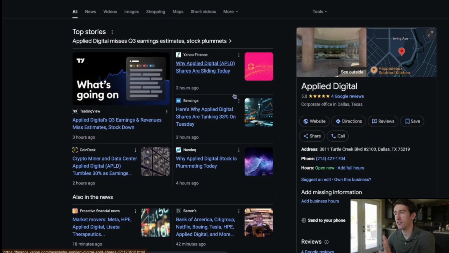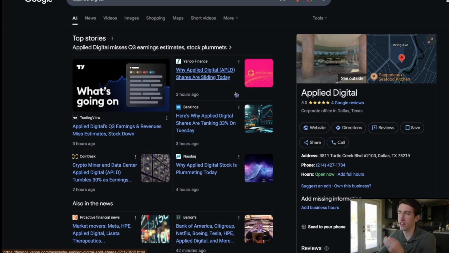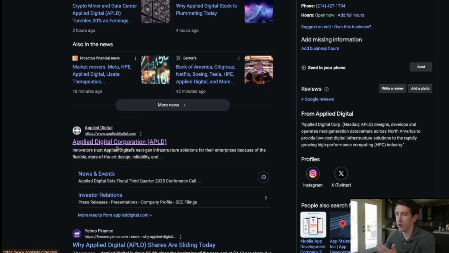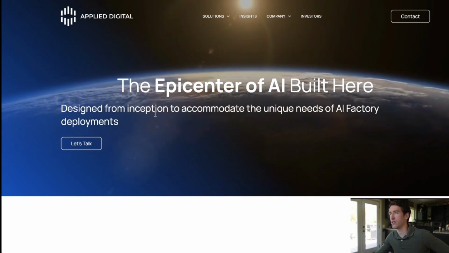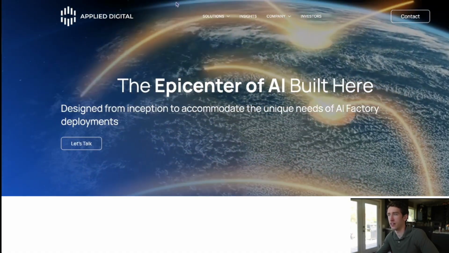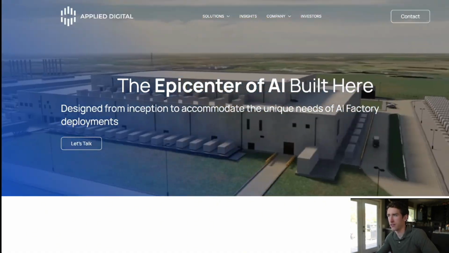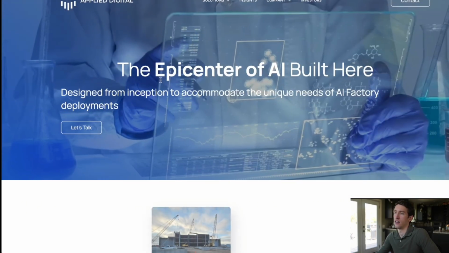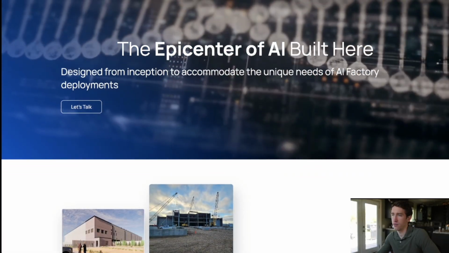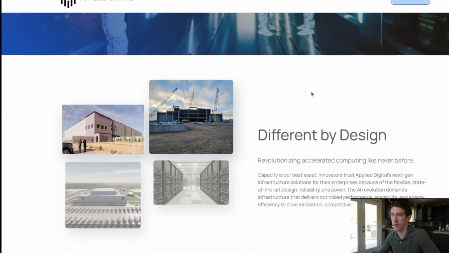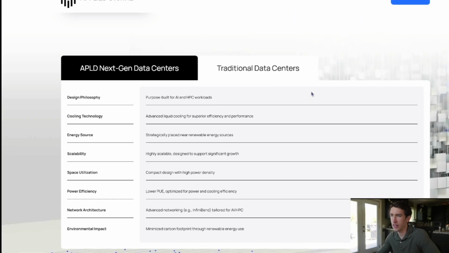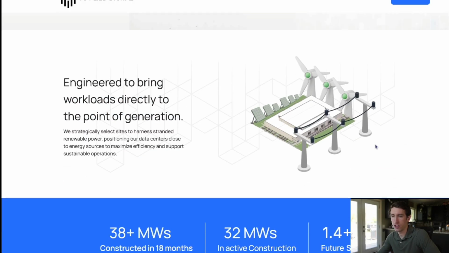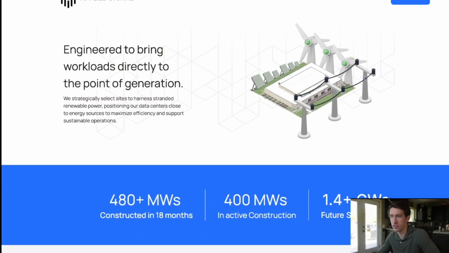And when you're asking why BlackRock invests, it's because they build the data centers that are the infrastructure for AI. So take a look at their sites. They have this recent announcement, Macquarie to invest up to $5 billion in Applied Digital AI data centers. They have the epicenter of AI built here, designed from inception to accommodate unique needs of AI factory deployments. You can take a look at how they plan to utilize workloads that are more efficient and environmentally sustainable there.